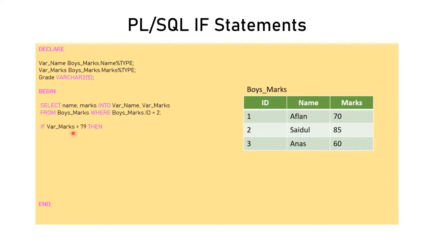So if the marks is greater than 79, the grade value will be A. If the marks value is greater than 69 but less than 80, then the grade value will be B. And if none of these conditions are satisfied, then the grade value will be C.